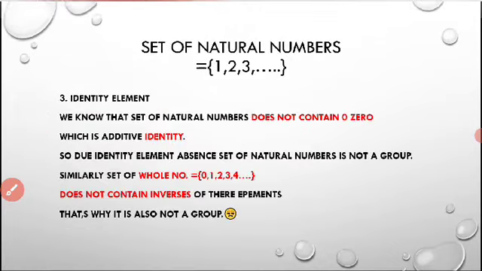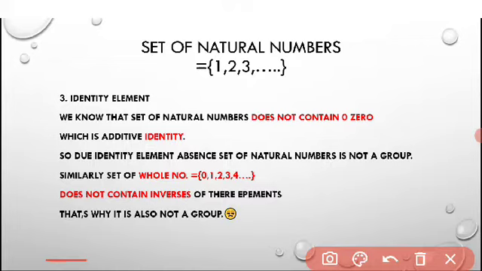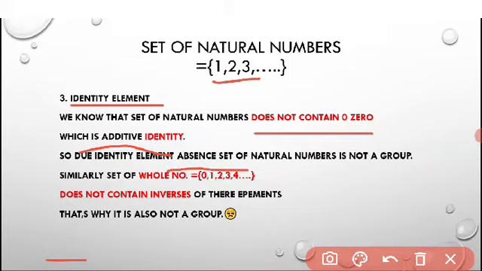Now we check some other properties. The third property is identity element. Here is the problem in this set. We know that the set of natural numbers does not contain 0. It starts from 1, 2, 3. We know that 0 is the additive identity, so the additive identity is absent in this set. That's why the set of natural numbers is not a group, because the identity element does not exist in it.